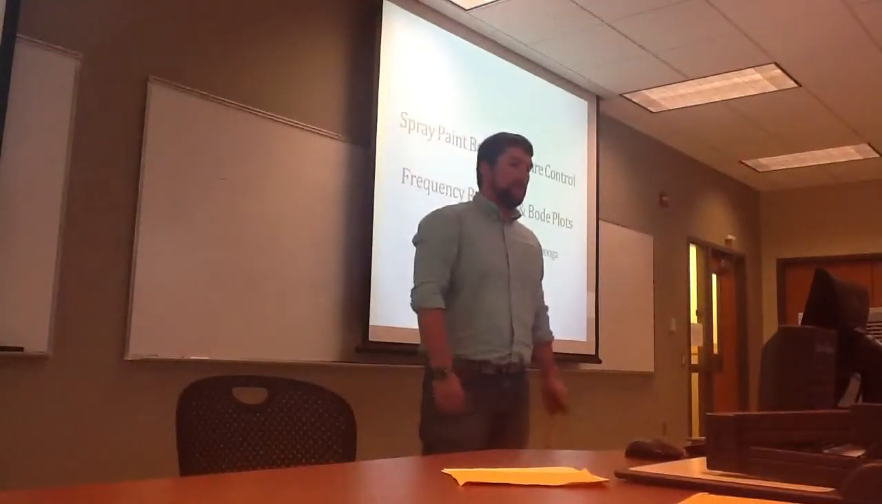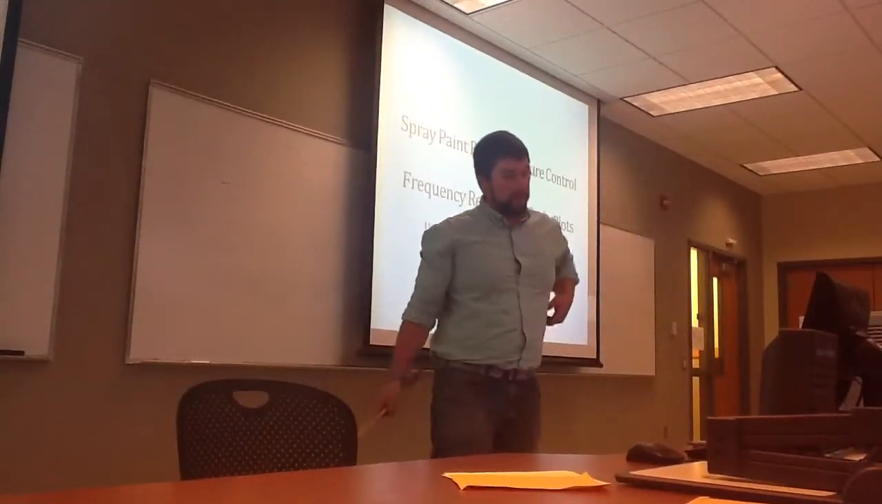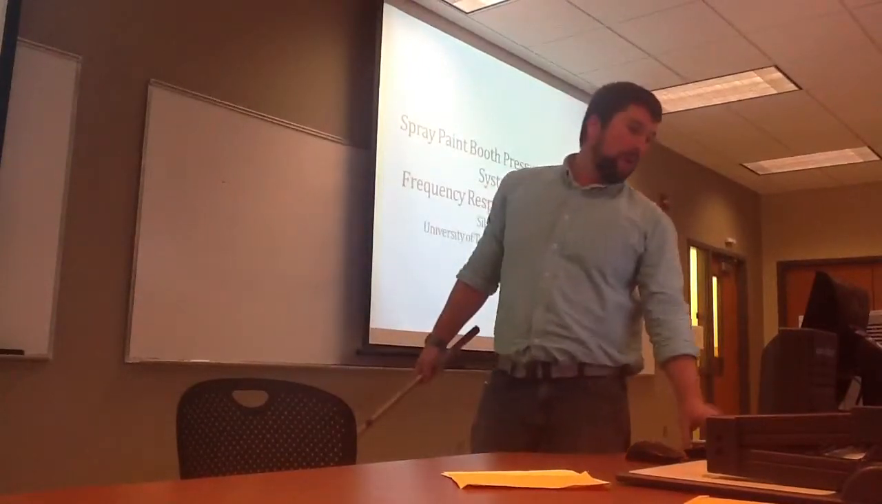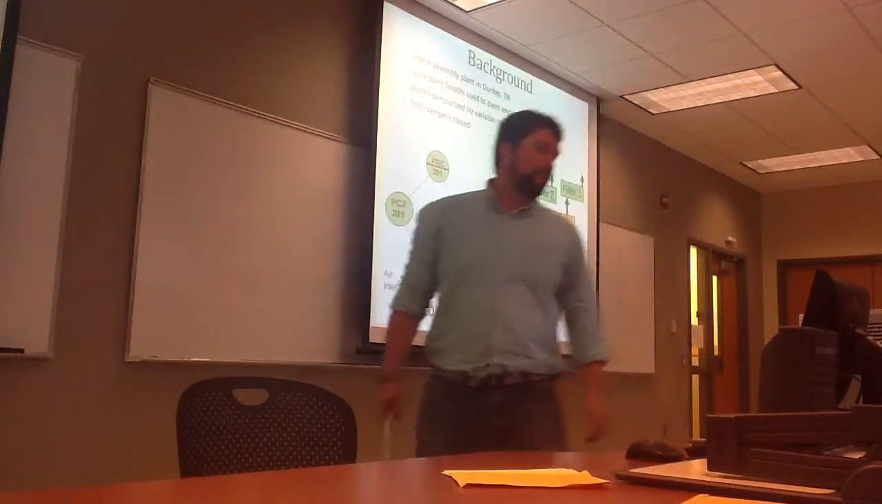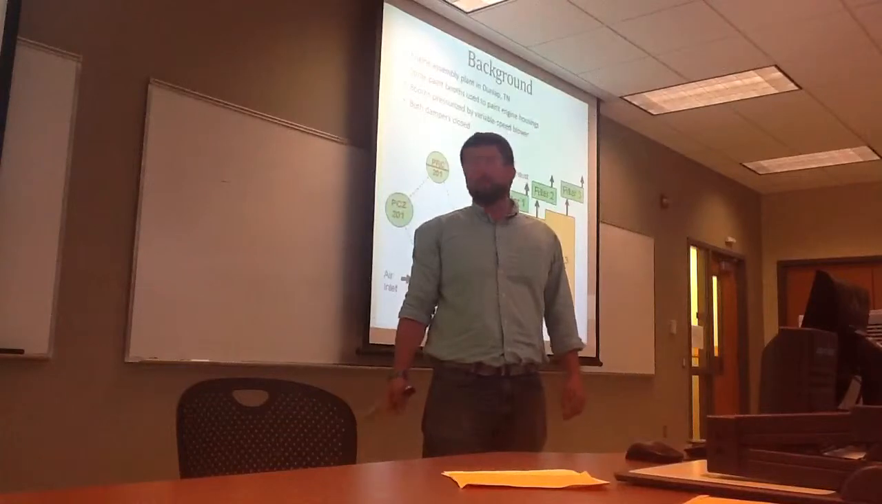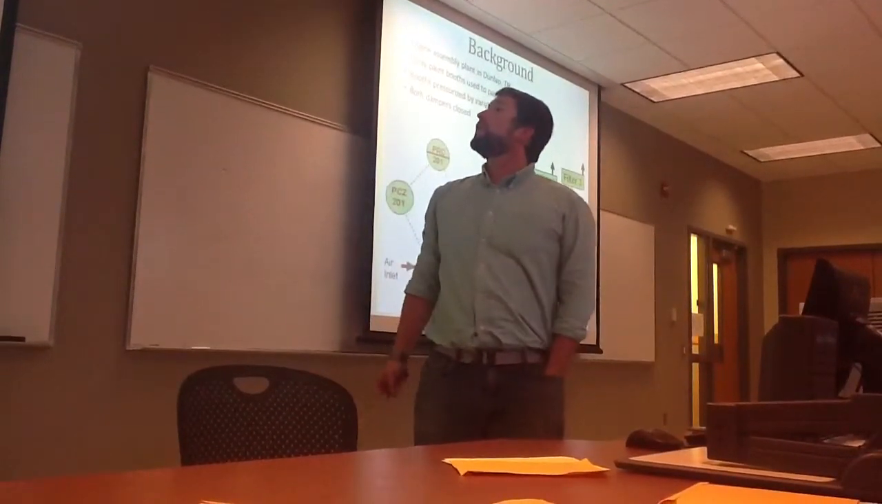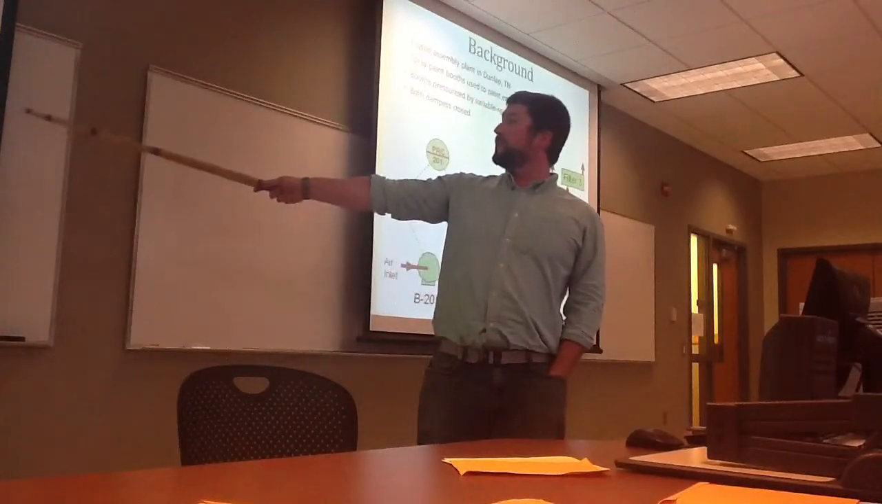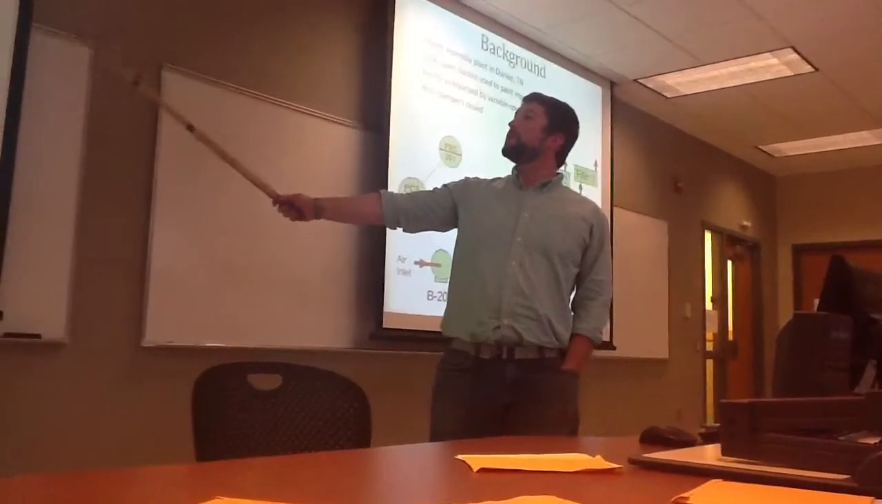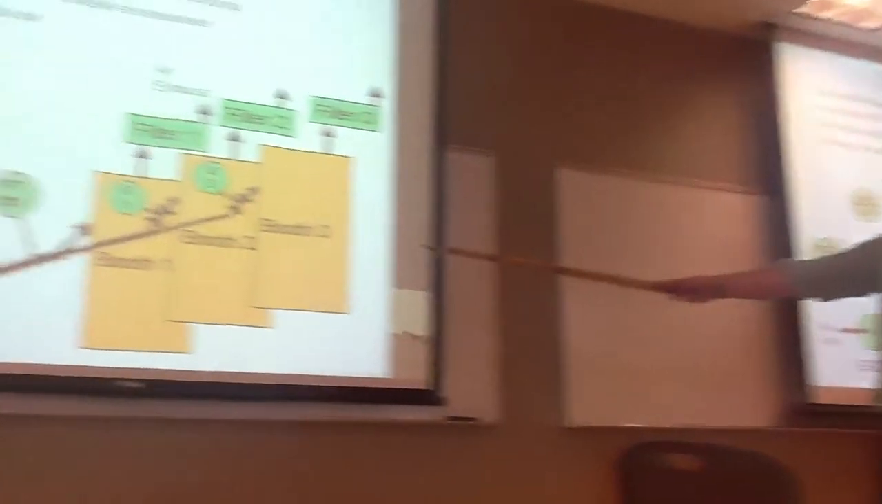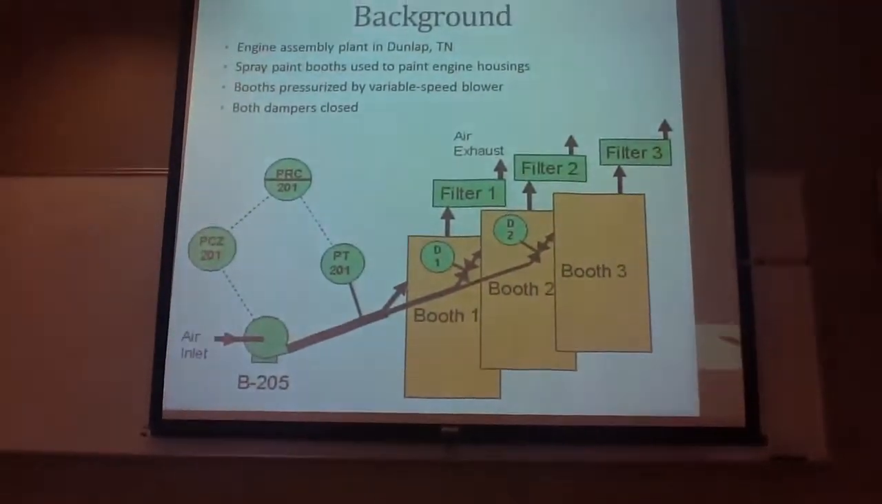Team Silver. We've got the pressure paint booth system. It is in an engine assembly plant in Dunlap, Tennessee. It's used to paint engine blocks. And we've got 3 booths here. For the experiments that we're doing in this class, we are going to have D1 and D2s closed.